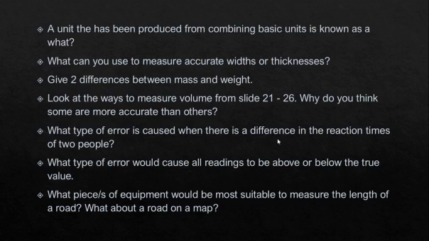Next question, what type of error is caused when there is a difference in the reaction times of 2 people? So if 2 people just happen to start it or stop it differently, what kind of error would that be? What type of error then will cause all readings to be above or below the true value? So what would consistently give somebody the wrong answer? What kind of error? And then the last question, what piece or pieces of equipment will be most suitable to find the length of a road? So that's very long, so it's going to be too long for your measuring tape. So what could you use?